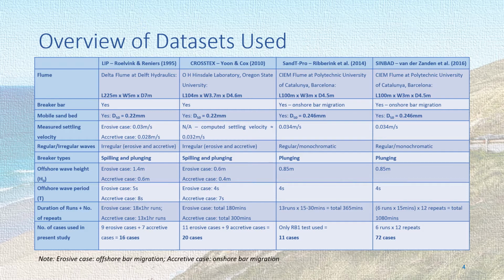All datasets were collected in large flumes with mobile sand beds, with average grain diameter ranging between 0.22 to 0.25 mm. All datasets had a breaker bar situated in the breaking zone. The LIP and Crosstex datasets were measured under irregular breaking waves with 2 different test conditions: erosive conditions, which had shorter wave periods and are predominantly spilling breakers that lead to erosion; accretive conditions, which have longer wave periods and are predominantly plunging breakers that led to accretion. The SANTI Pro and SIMBAD datasets were measured under regular breaking waves with strong plunging breakers.